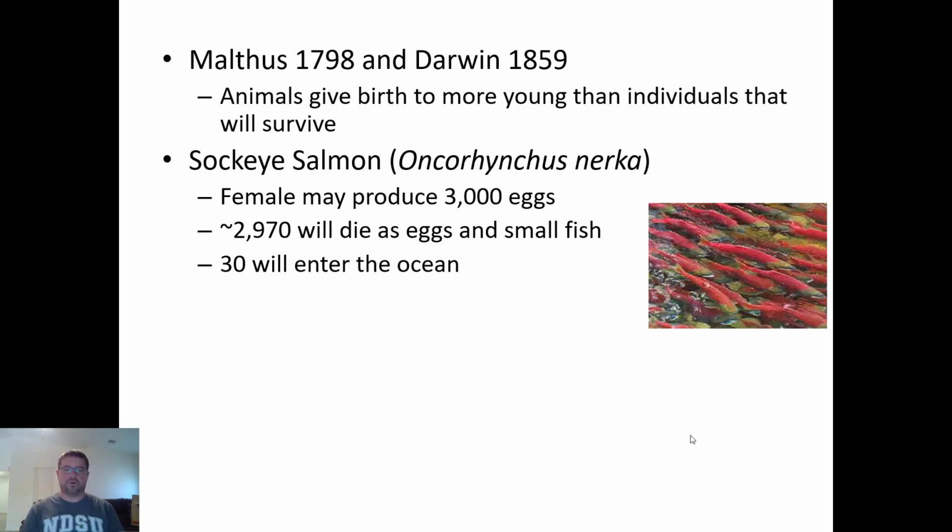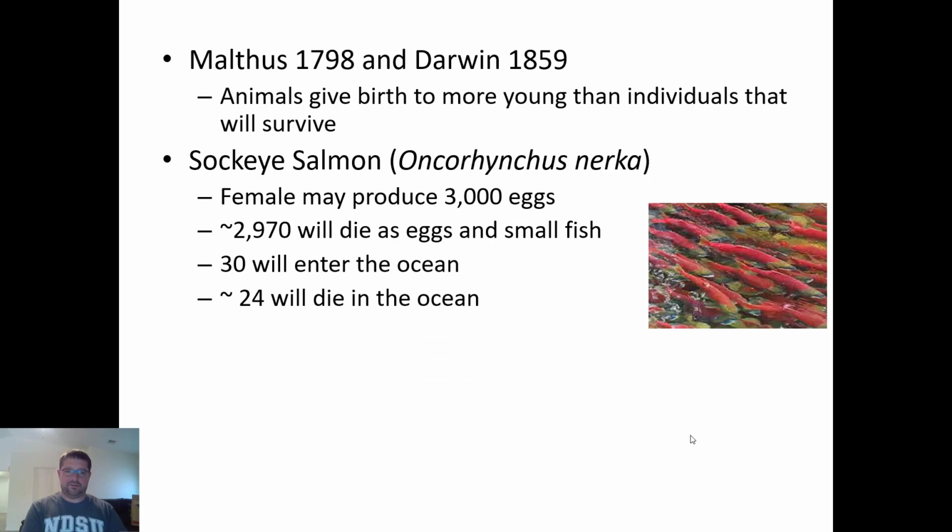Okay? So they go into the ocean and go through an event called smoltification, where the organism's kidneys now have the capability of dealing with high salt content versus low salt content. And we'll talk more about this as we talk about fish and what's going on with their osmoregulation. But so 30 will enter and go through the smoltification process.